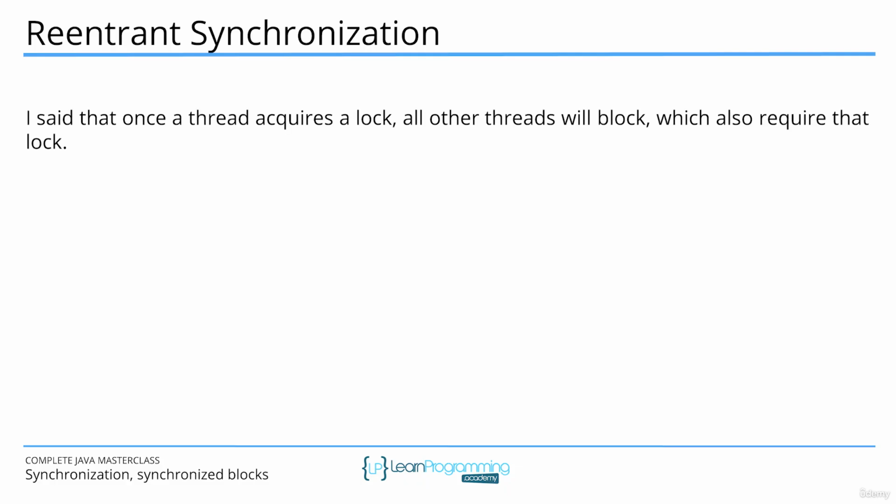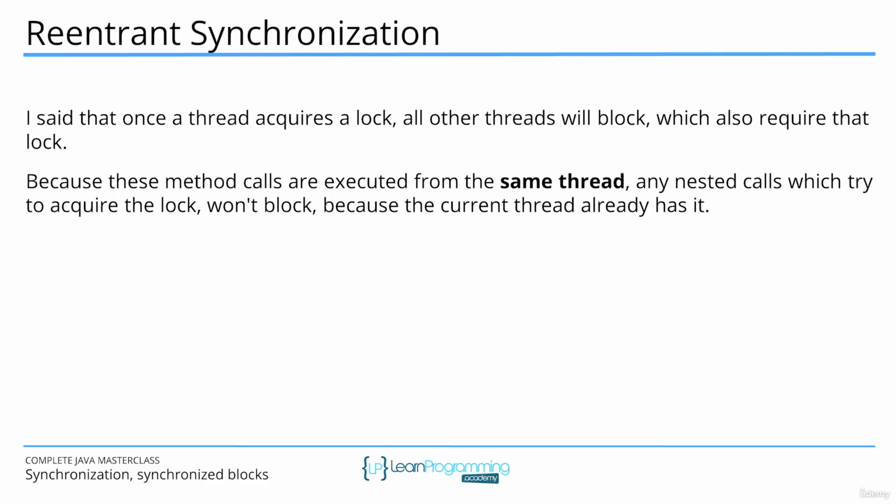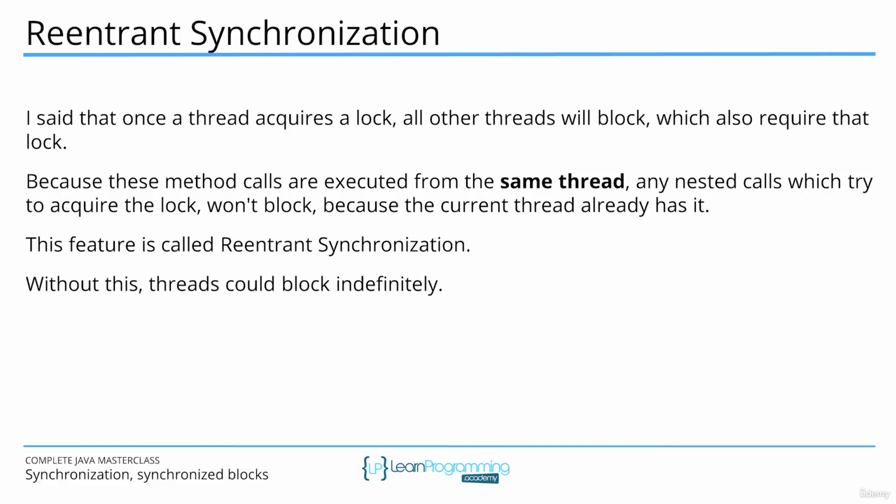I said that once a thread acquires a lock, all other threads which also require that lock will block. But in this scenario, one thread has acquired a lock and is calling another method. This is the same thread calling a different method, which is also trying to acquire the lock. Because these method calls are executed from the same thread, any nested calls which try to acquire the lock won't block because the current thread already has it. This feature is called reentrant synchronization. Without this, threads could block indefinitely.